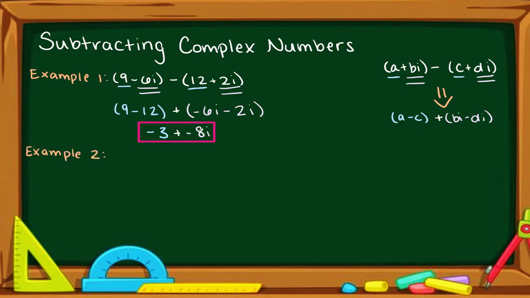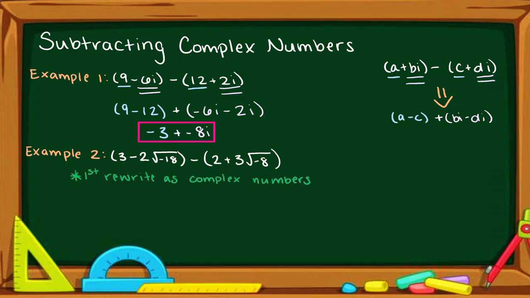Let's take another example. We have 3 minus 2 times the square root of negative 18 minus 2 plus 3 times the square root of negative 8. The first thing we want to do is rewrite these expressions as complex numbers. So let's start with the square root of negative 18. Well, this is equal to the square root of negative 1 times the square root of 18. The square root of negative 1 becomes i times the square root of 9 times the square root of 2. 9 is a perfect square, so that gives us 3i square root 2.